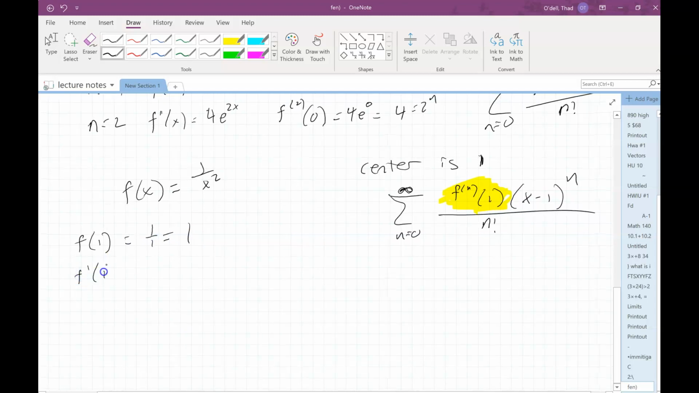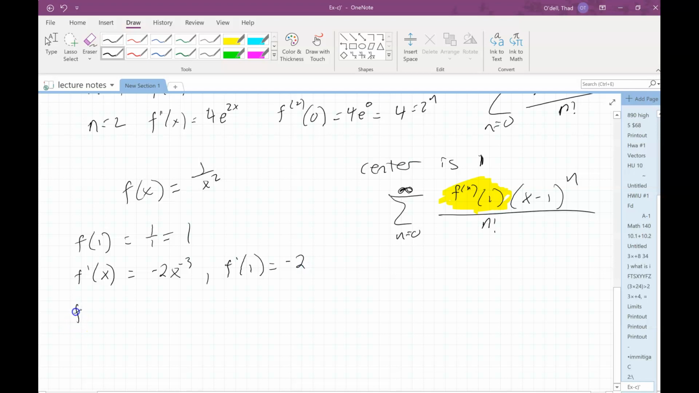F prime of 1, that's the first derivative. So remember the first derivative. So that would be, maybe we'll do this so you can see what's going on. We'll start off with an x. So that would be what? Negative x. Nope. Negative 2 times x to the negative 3 is what it would be, right? And that means that f prime evaluated at 1 would just be negative 2.